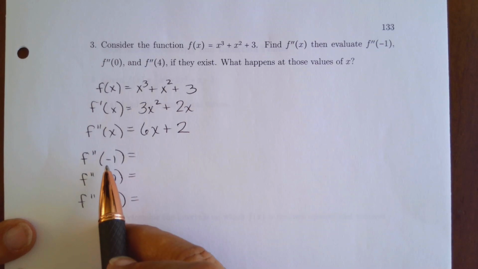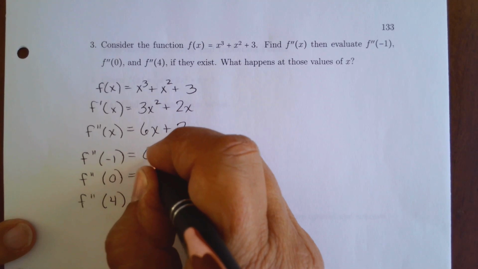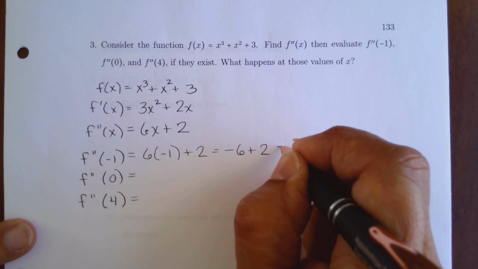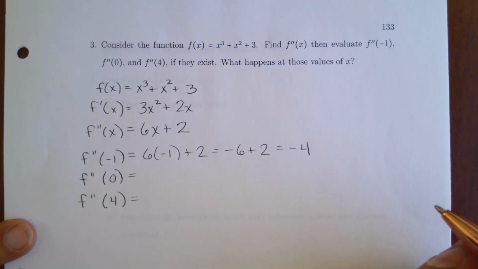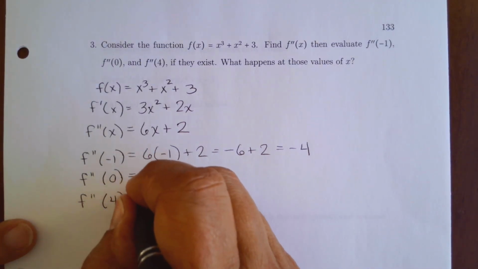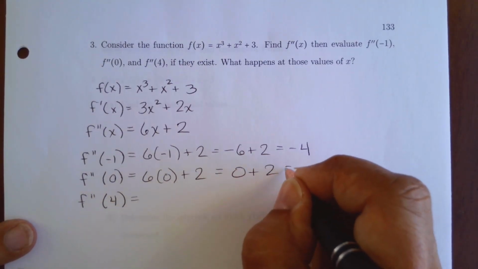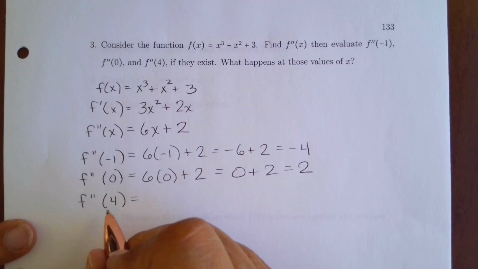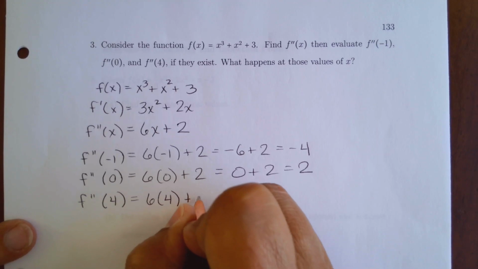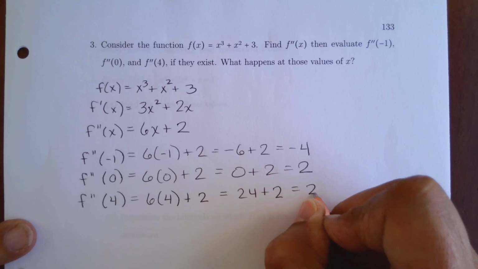All right, so f double prime of -1. So we're going to put -1 in here. So 6 times -1 plus 2, that equals -6 plus 2, which equals -4. Okay. F double prime of 0, we're going to put 0 in here. 6 times 0 plus 2. So that is 0 plus 2, which is 2. Okay. And f double prime of 4, put 4 in here. 6 times 4 plus 2 equals 24 plus 2, 26.